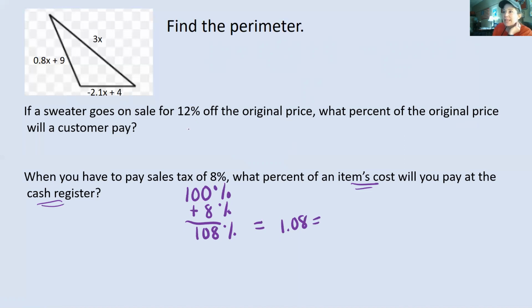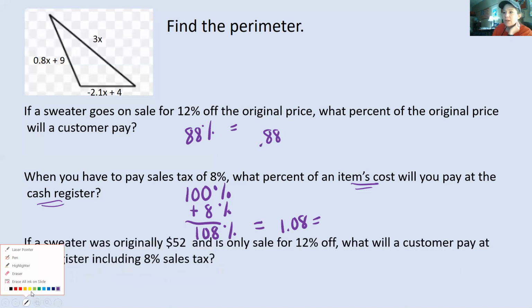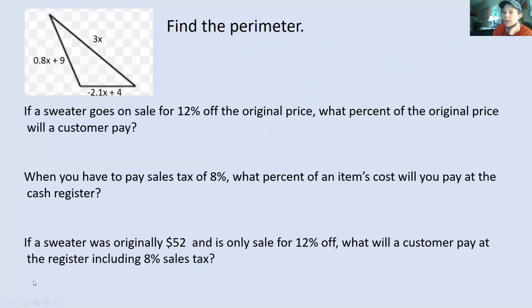Up here, since we're paying 88% of the original price, to figure out the sales price, we would multiply the original price by 0.88, which is 88% as a decimal. All right, then it says if a sweater was originally $52, it's on sale for 12% off, what will a customer pay at the register, including 8% sales tax?